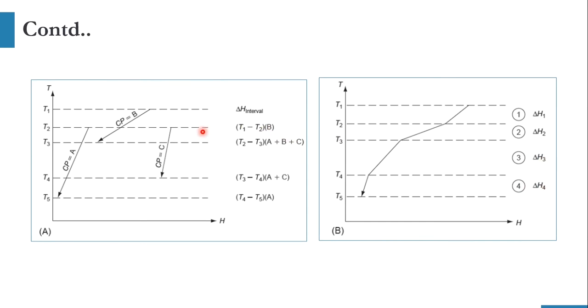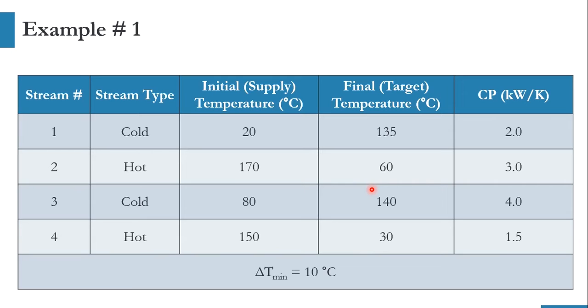Four regions: 1, 2, 3, 4. Four intervals, so four calculations of delta H. And this line is drawn over here. Now we will look at the actual stream data and we will plot the TH diagram for these composite curves. Stream number 1, the cold stream, is from 20 to 135 degrees centigrade with a Cp value of 2. The hot stream is from 170 to 60.